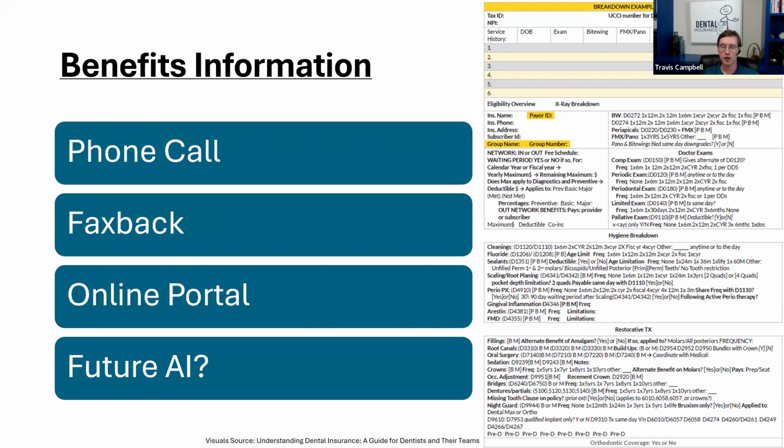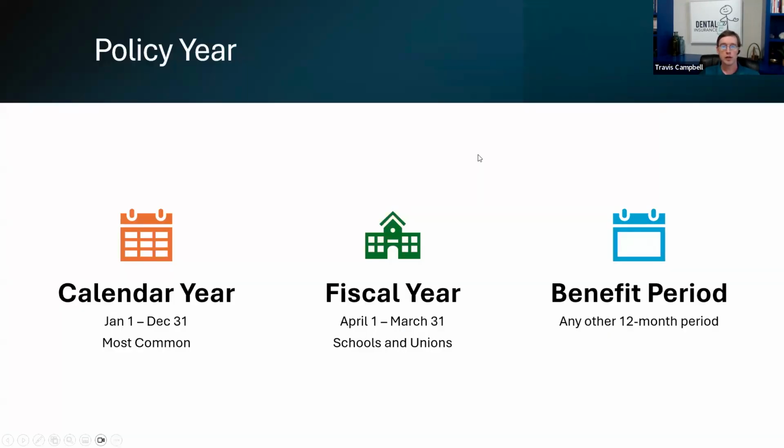But no matter how you do it, the basic idea is if you get all this information, you can save yourself a ton of time and effort and headaches on making sure your estimates are right and patients are treated well and you get paid, which is always important. Now, when you're looking at that breakdown, you're looking at a lot of different pieces of information. So here are the major things that are important to know.